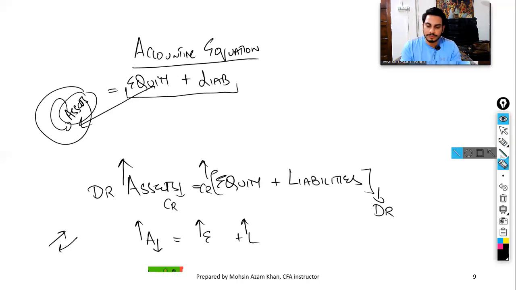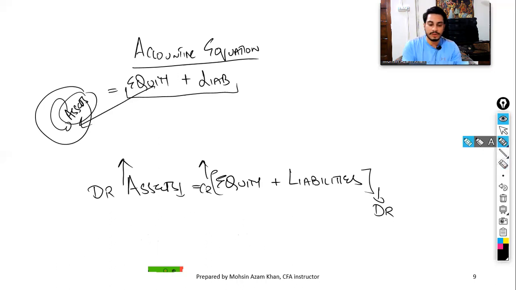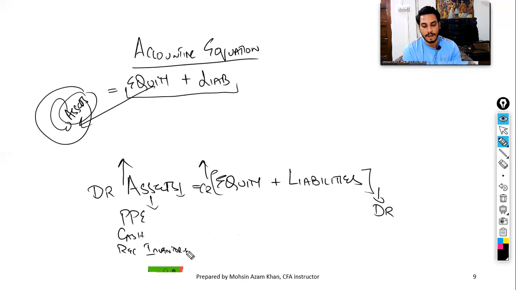Let's also get an idea of basic assets and liabilities. For the ones who are new to this, assets are such as property, plant and equipment, cash, receivables, inventory. These are all assets. Equity is such as ordinary share capital. So ordinary share capital will come into equity.